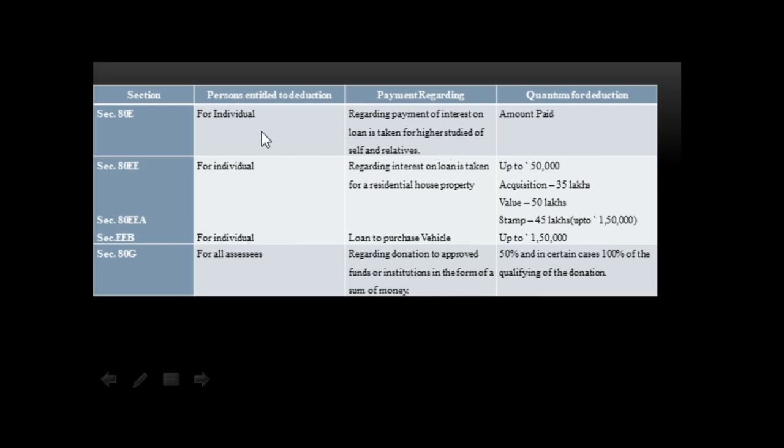The assessees who are entitled are individuals, and the quantum of deduction is the amount paid for higher education, and the loan amount that has been taken will be the full amount for the quantum of deduction, the qualifying amount.